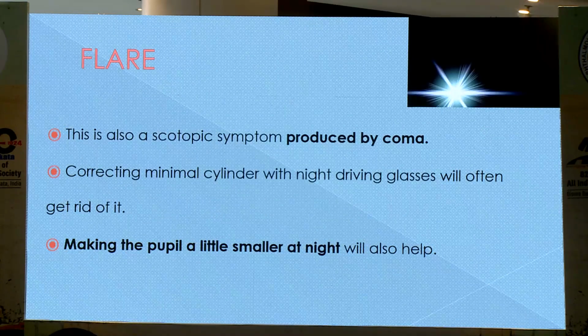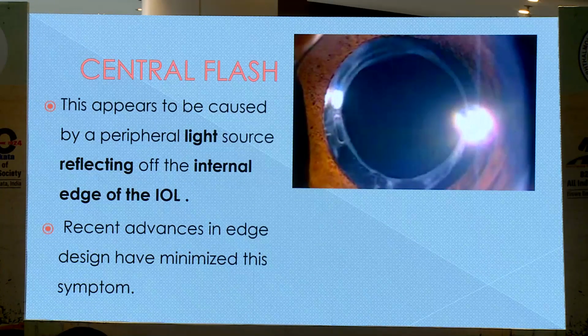It generally recovers over time, especially if the capsule has overlapped the IOL edge, then this arc decreases within a few months. Flare comes with minor cylinders and a coma. Correcting these very minimal cylinders, 0.25, 0.5, also helps in these patients. Later on, once the patient adapts to it, these glasses may not be required. For all these positive dysphotopsia, making the pupil smaller at night definitely helps.